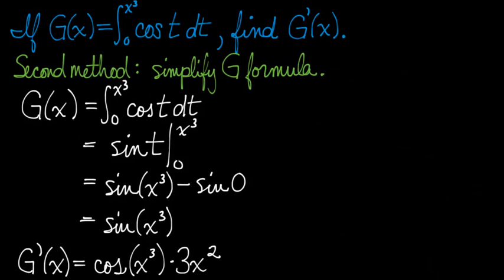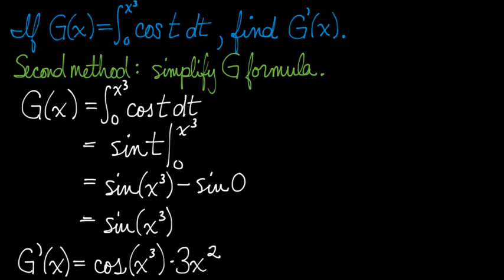Now, very quickly, here's a second method that you could use to solve this problem. Really, you would start by simplifying the formula for g before finding the derivative. It can be done in these 2 steps. I can do this because cos t is such an easy function to find the antiderivative for. This is not always going to be possible, but it's possible here. So I find the antiderivative of cos t to be sine t. I evaluate at x cubed and 0 and subtract, and then I find out that g of x really was just sine of x cubed all along.